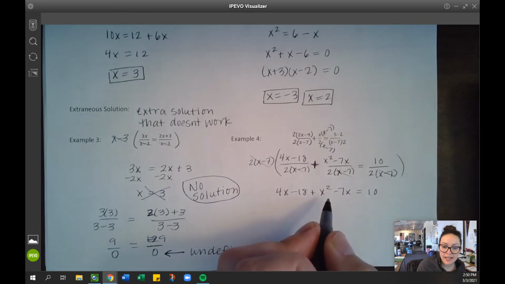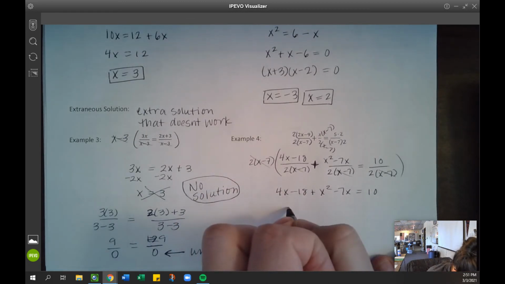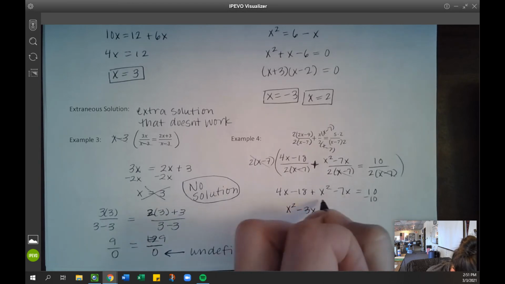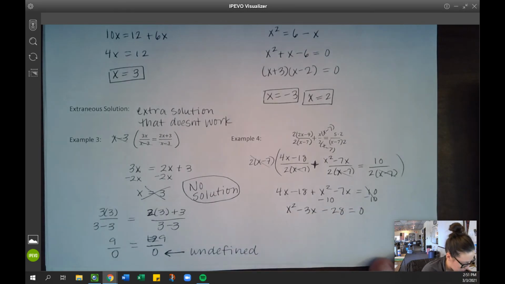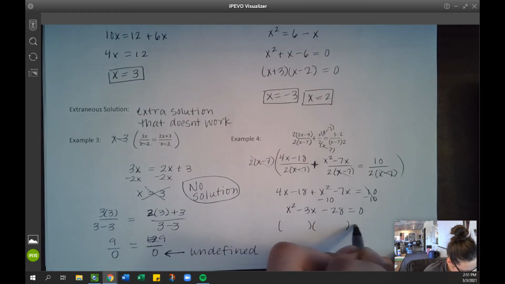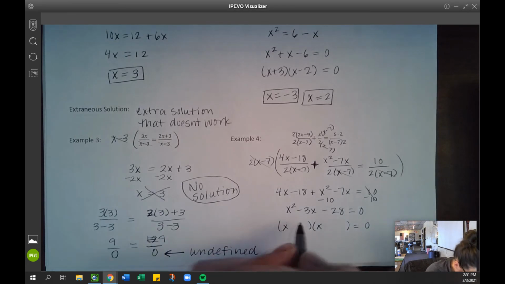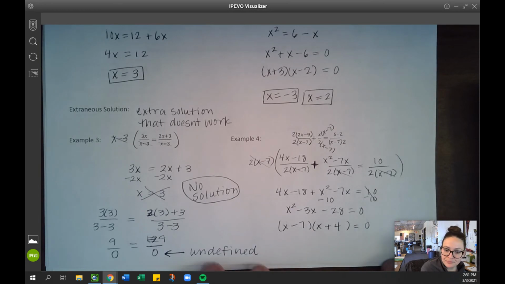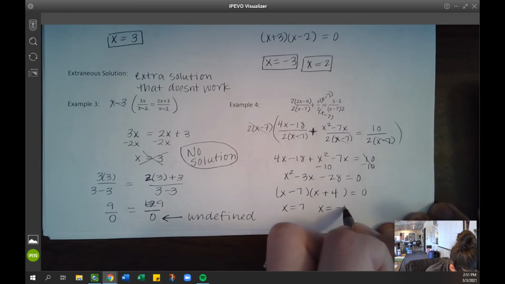Okay, this is a quadratic, which means I want everything onto one side. So I get x squared minus 3x, and I'm going to subtract 10, so I have minus 28. I can factor this, so I've got to think, what can I multiply to get negative 28 and add to negative 3? That would be a minus 7 and a plus 4, which means we get x equals 7 and x equals -4.